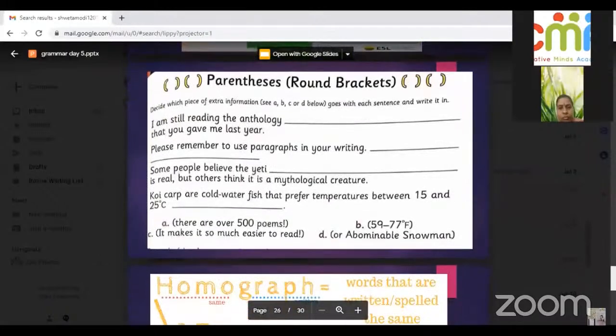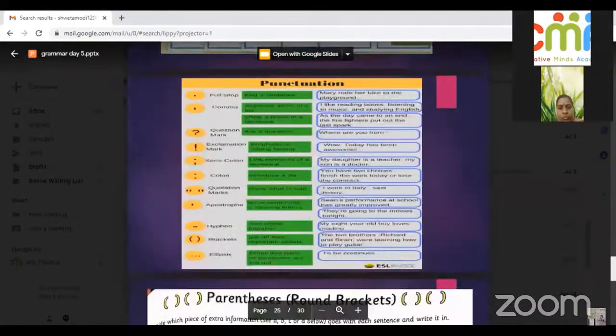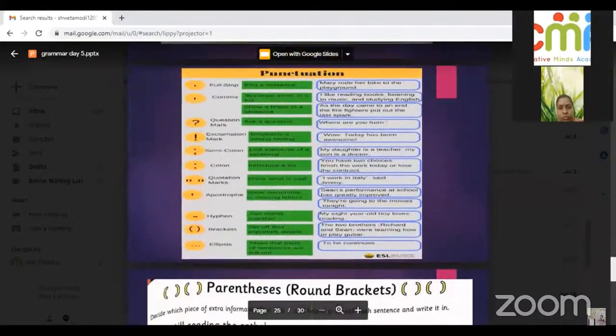So round bracket. Now homographs. Can you show the punctuation once again, slide ma'am? Yeah, sure. You can take a screenshot. Thank you, ma'am.